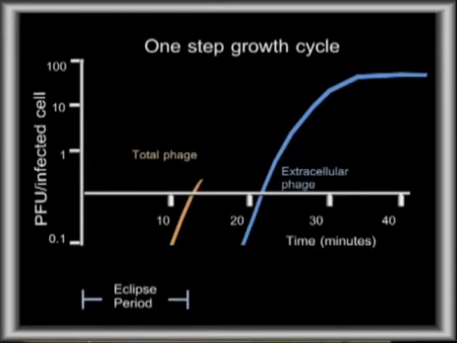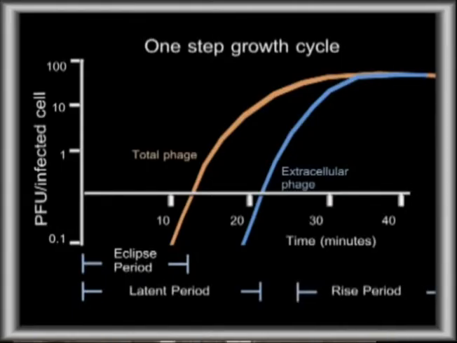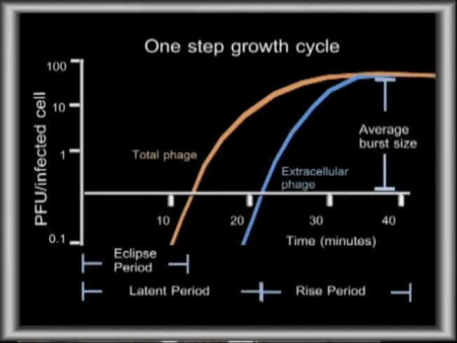This is termed the eclipse period. At the end of this period, mature phages begin to accumulate intracellularly until they are released by cell lysis. The time from infection until lysis is the latent period. The extracellular phage number increases until it reaches its maximum at the end of the multiplication cycle. This time interval is termed the rise period. The yield of phage per bacterium is called the burst size.